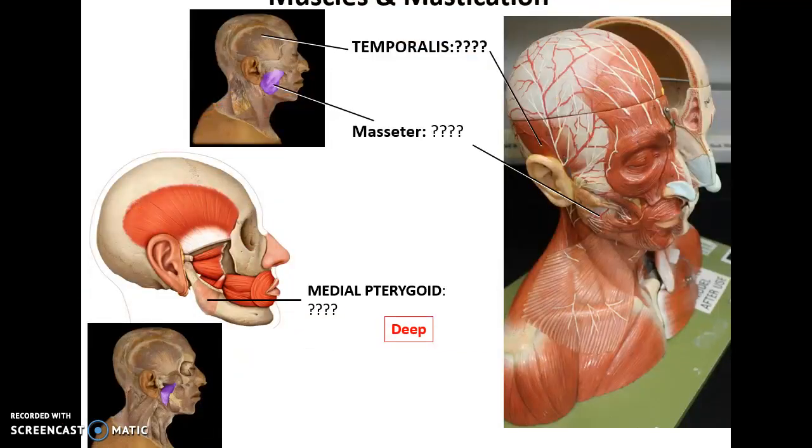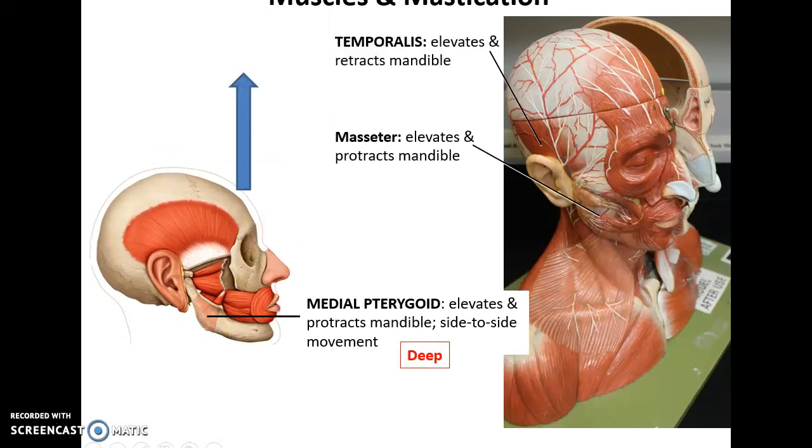All right, muscles that are important for mastication or chewing. We have the temporalis muscle, found on all sides of the skull, inserting into the mandible, and the masseter muscles, going from the zygomatic bone down to the mandible. Also, deep inside the head, we have the medial pterygoid, going from the sphenoid bone down to the mandible.